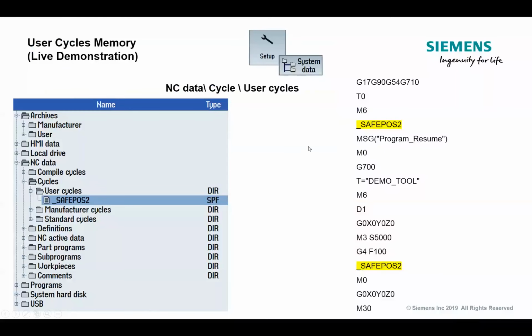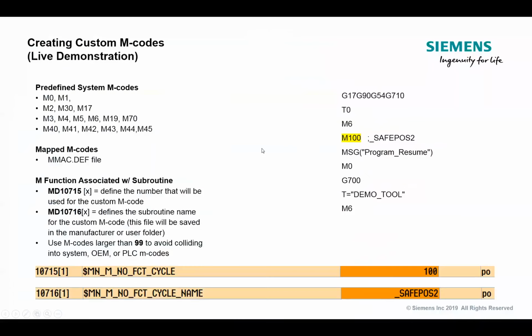Okay, so that's step one, right? We had to have a basic cycle we're working from, and we want to get it into the memory. So now what can I start to do with that cycle? Step 2 would be, what if I don't want to call it up by a name? What if I want to call it up by an M code? Well, that's creating custom M codes.